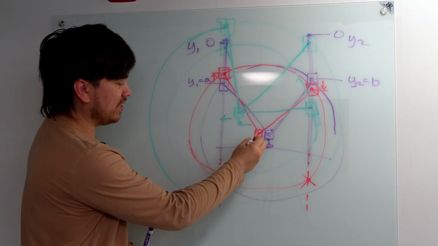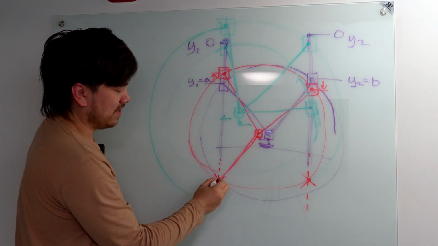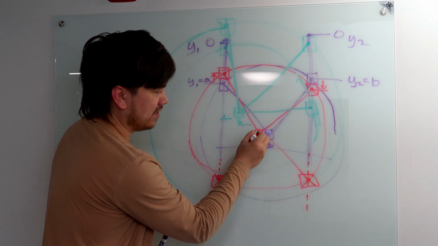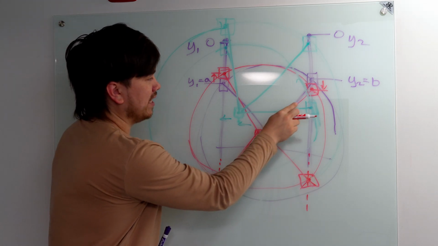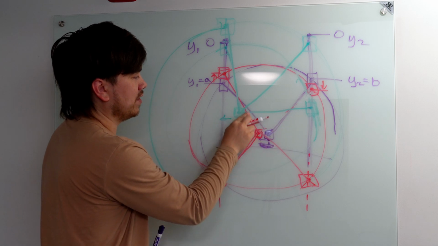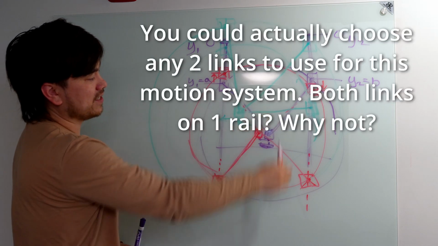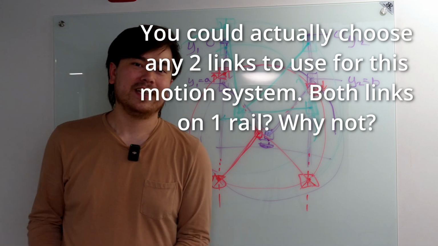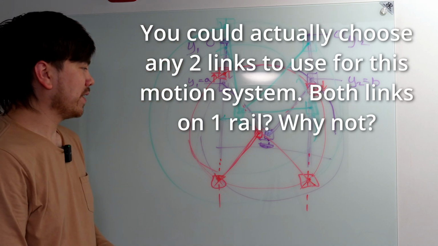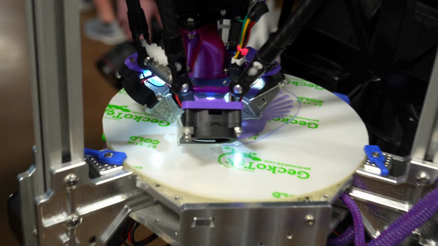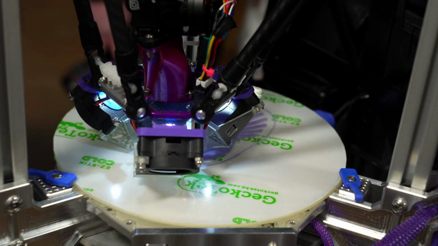But you could equally have the link down here and down here, and that would produce the same position with the same length linkage and the same rails. So, you know, that's just one of those interesting things. All right, so how does this relate to our three-dimensional printer where we've got three axes?